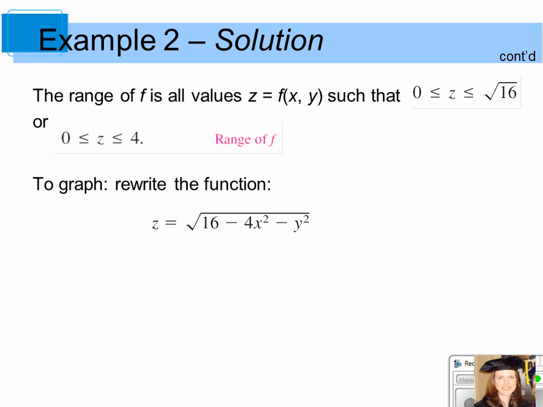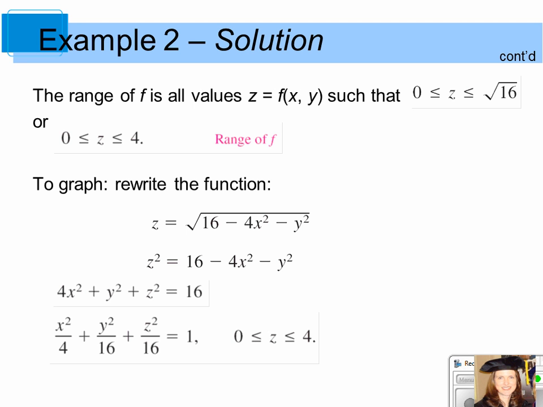To graph it, you can rewrite the function as z equals the square root of 16 minus 4x squared minus y squared. We're simply replacing the f of x y with z. And if you look at it this way, square both sides, and rearrange the terms, it begins to look like one of those quadric surfaces back in chapter 11. If you recognize the surface, you will see that it's an ellipsoid. But the original function was just the square root, which would represent the top half of the ellipsoid. So we can write it in this way. The range is everything from 0 to 4.